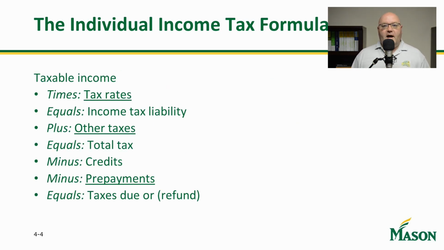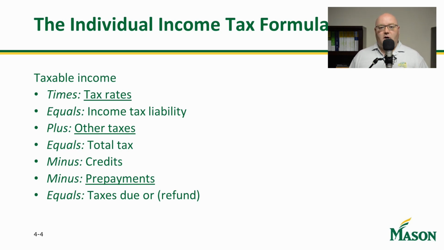So when we talk about taxable income, there's also going to be taxable income times tax rate, which is going to equal the income tax liability plus other taxes. Now, some other taxes that we're going to have are things like self-employment tax. We could also have what we call the net tax, which is net investment income tax. There's also going to be the additional Medicare tax.